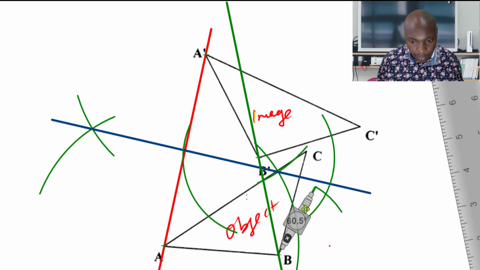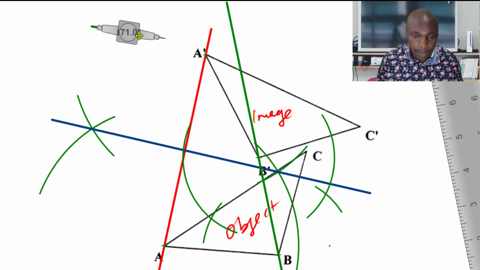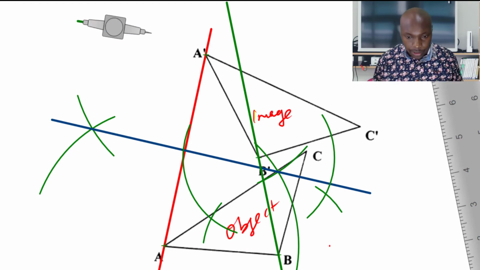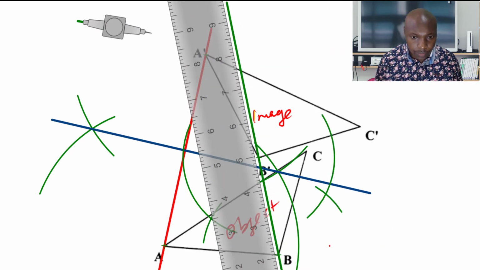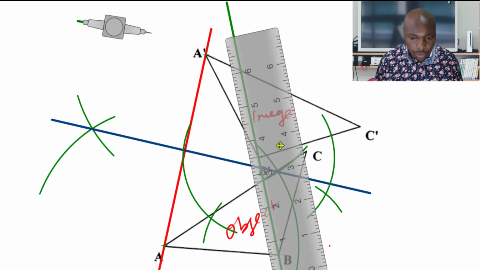It is still okay. Then the other arc is here. There is the other arc. So after doing that, now take the ruler and join those 2 points.